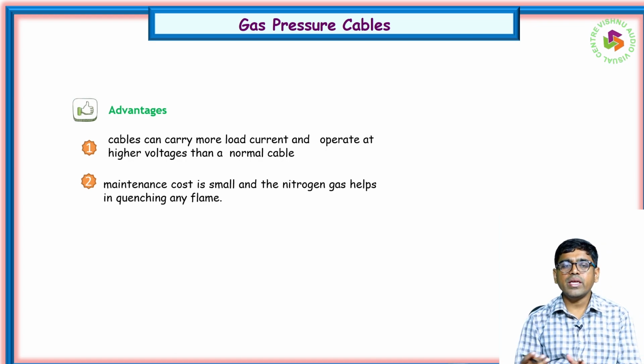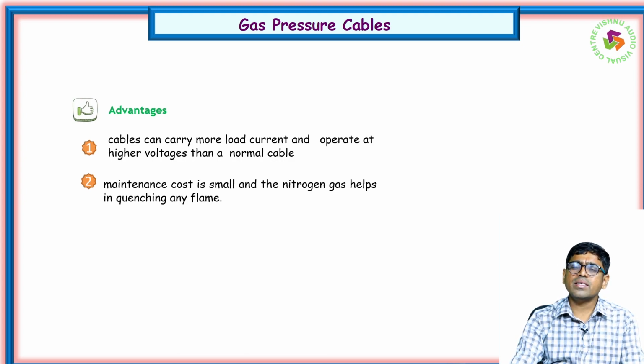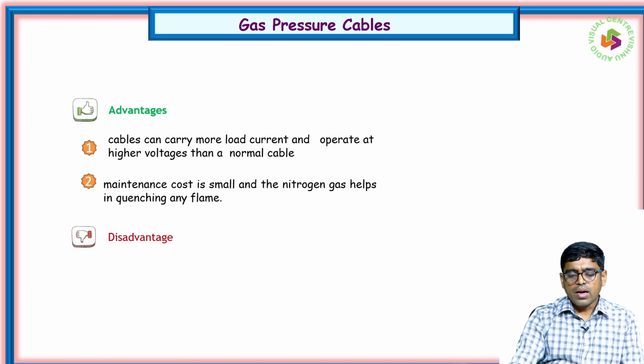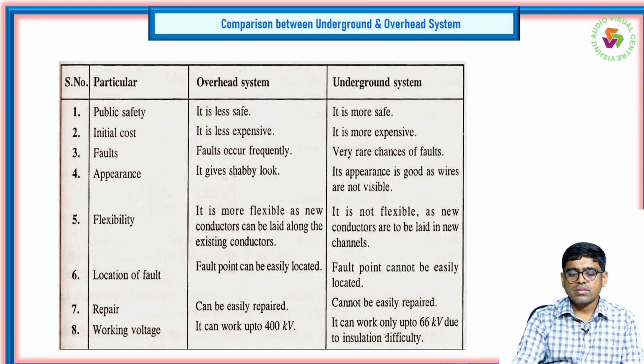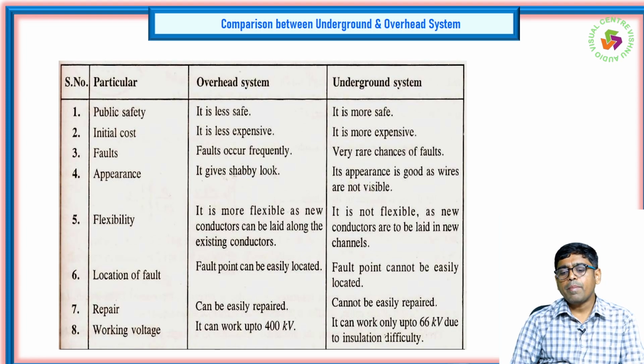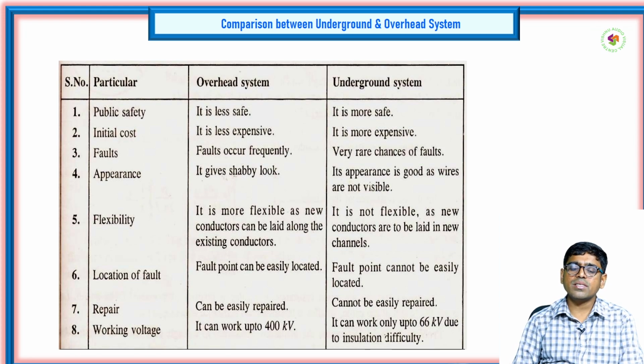So if there is any line to line fault, or any fault occurs in the underground cable, this nitrogen will act as an arc quenching medium, and it can reduce whatever fire exists in the conductor. The disadvantage of this gas pressure cable is that the overall cost is very high. Next, we can see the comparison of the underground and overhead transmission systems.